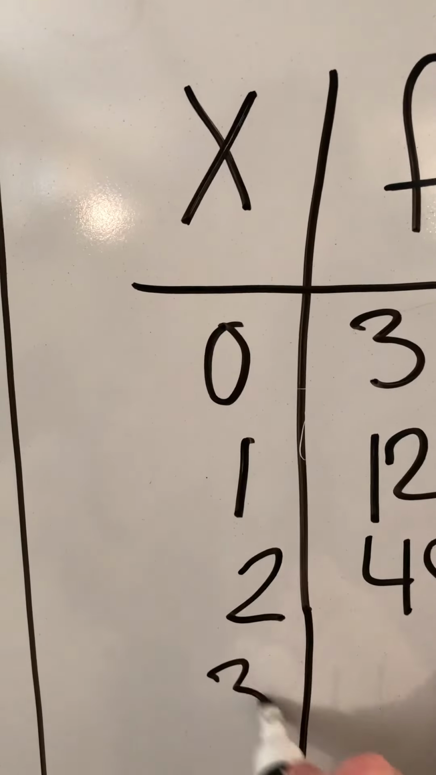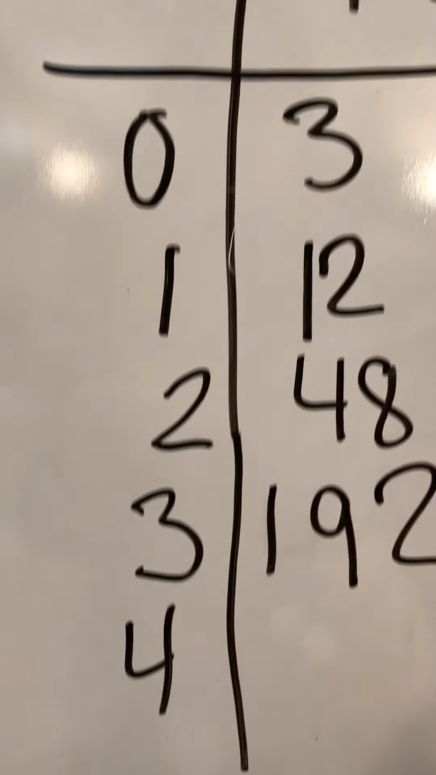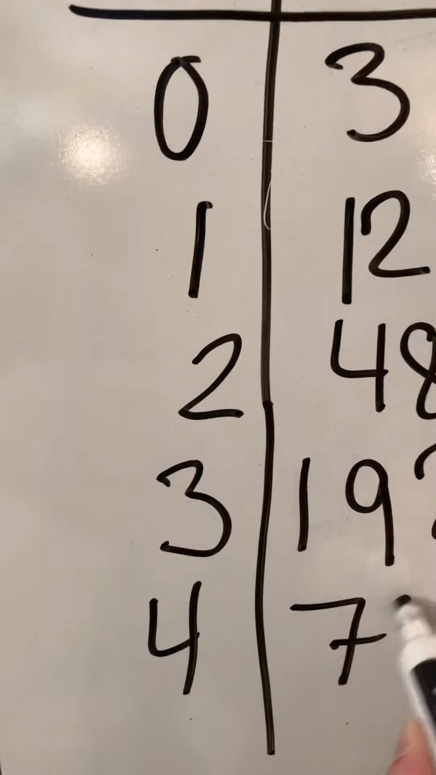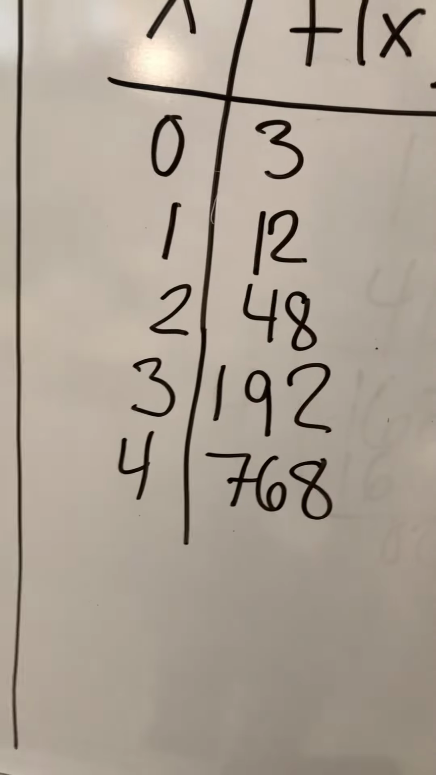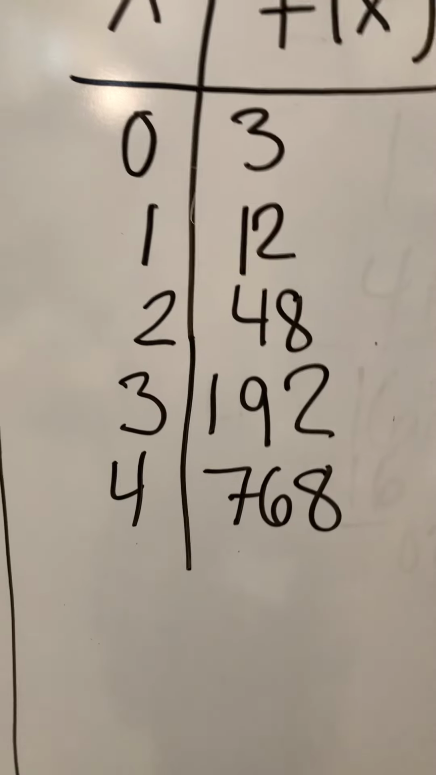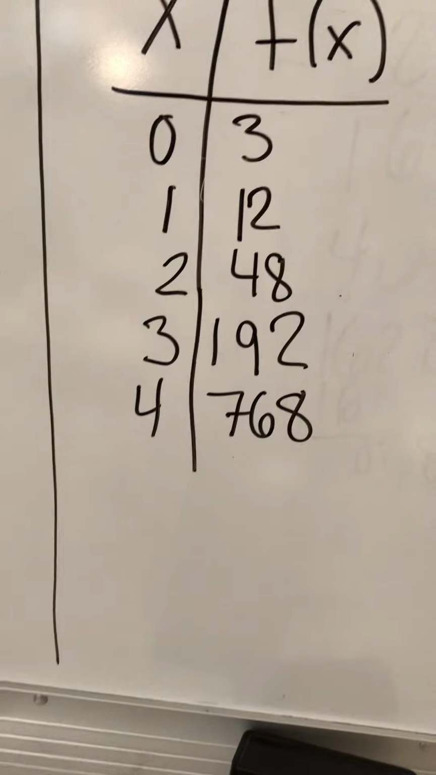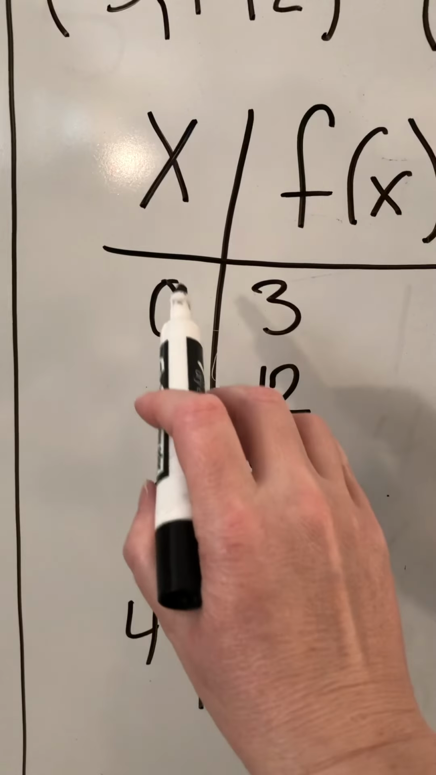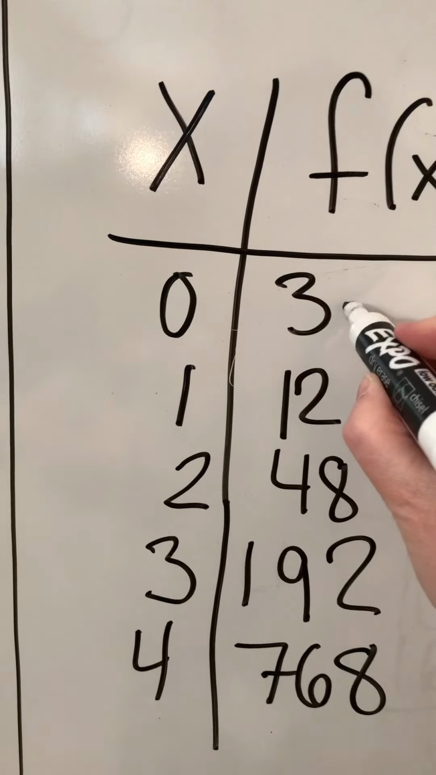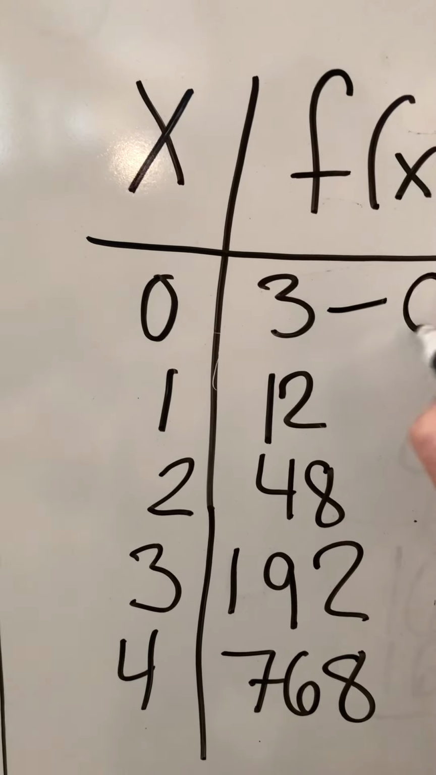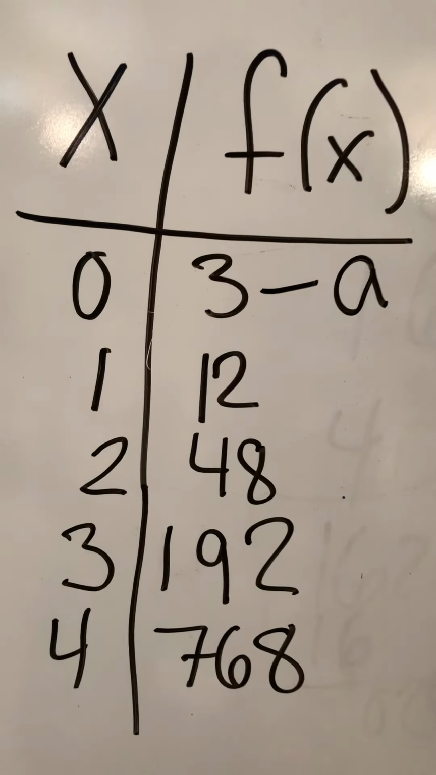Then I had 3, 12, 48, 192, and I have 4,768. Okay, so here's my information. So again, we have to put it into f of x equals a times b raised to the x power. So my a, again, is when my x is 0. This is my initial amount. When we talked about COVID, these were the amount of people that got infected initially. So this is our a.